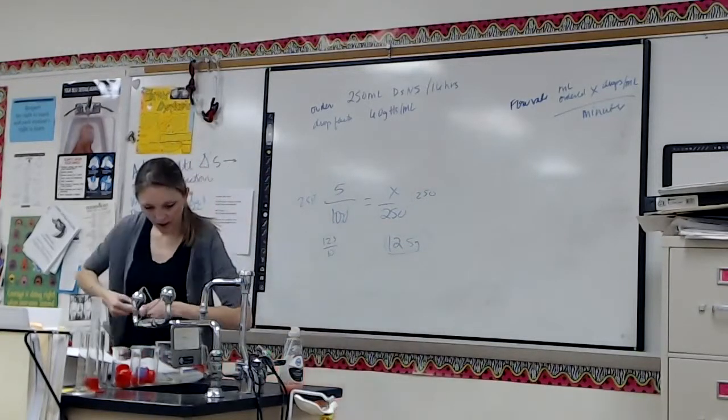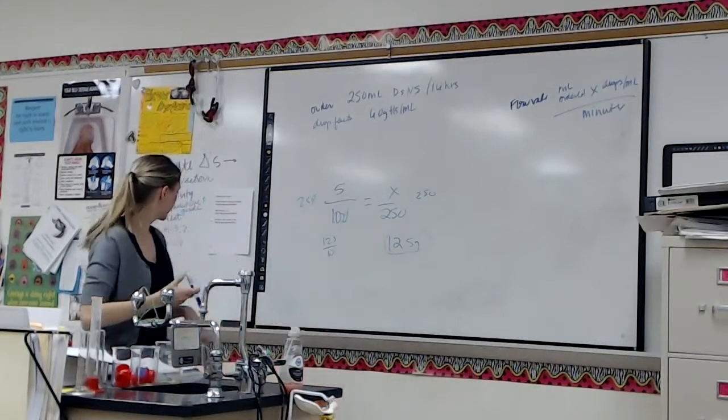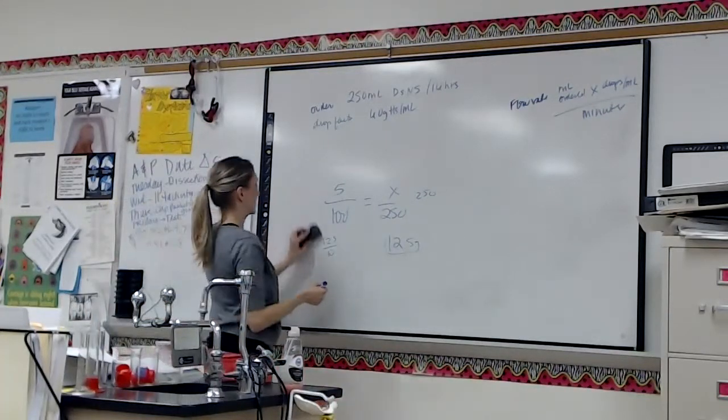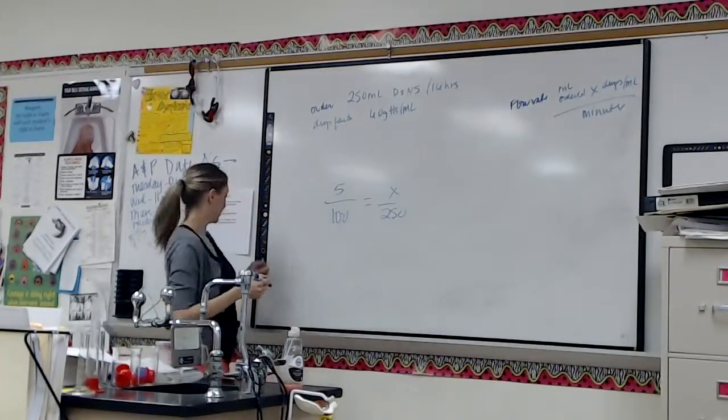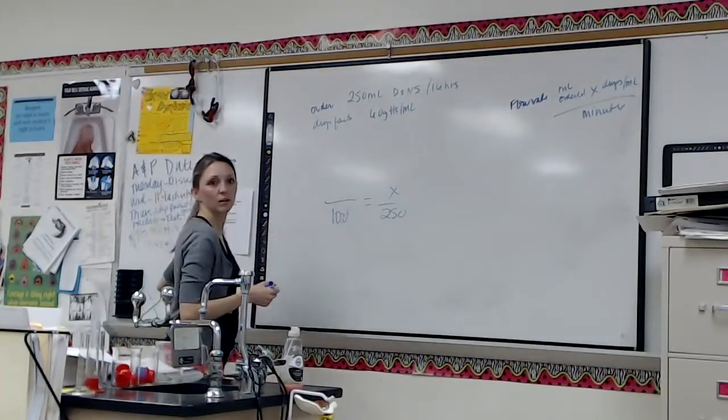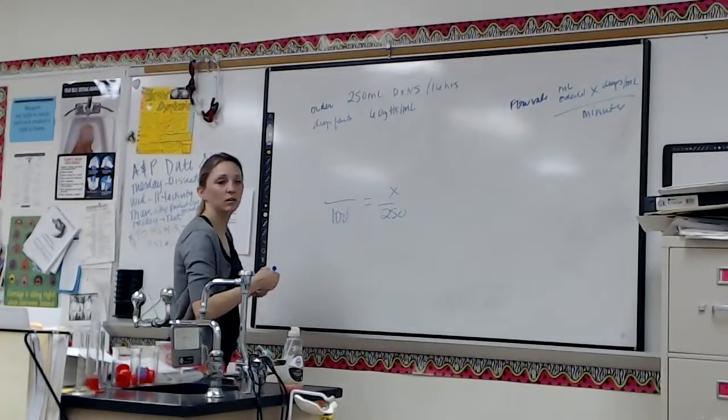Okay. Now sodium chloride. Same equation, except what am I going to change out? The 0.5 would be 0.9.